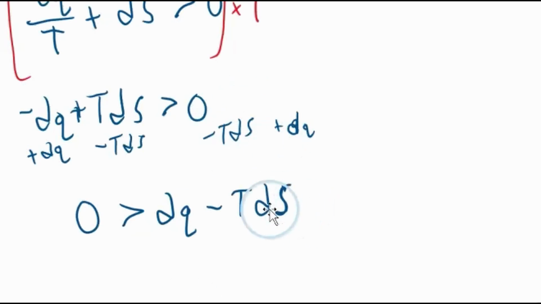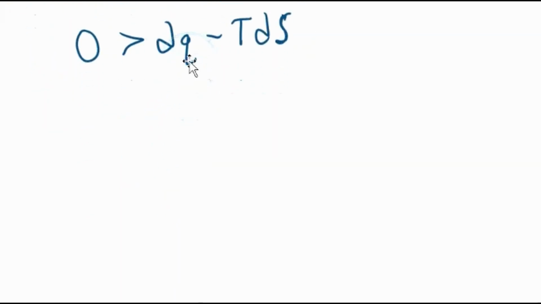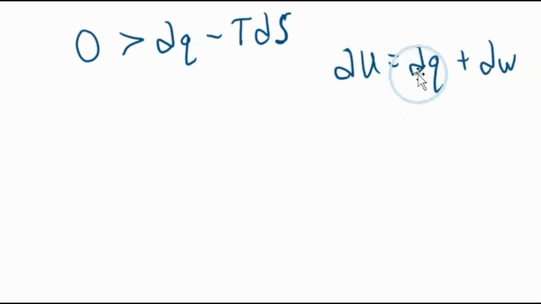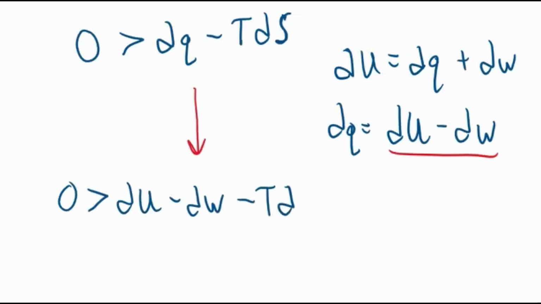Okay, so this is looking closer to what we want, but this dq, we need it to be in terms of enthalpy. To do that, we're going to invoke the first law of thermodynamics. The infinitesimal change in internal energy is equal to dq plus dw. So dq is equal to dU minus dw. We'll plug this in here and we'll get 0 is greater than dU minus dw minus T dS.